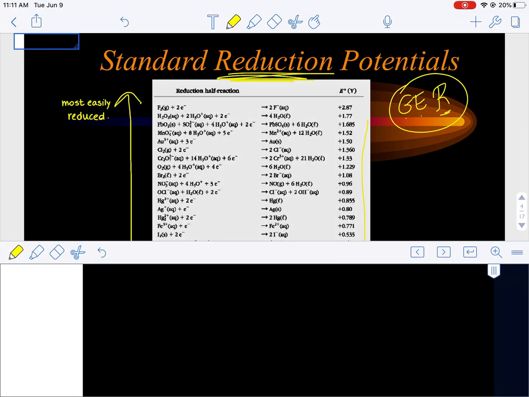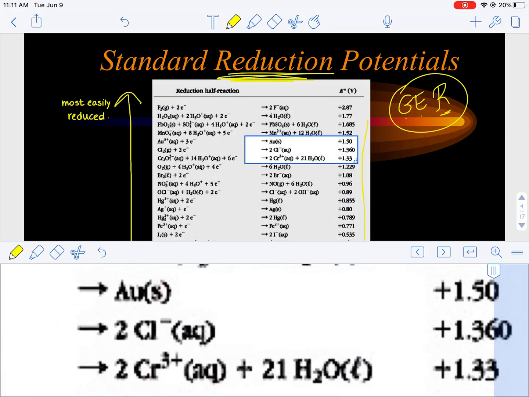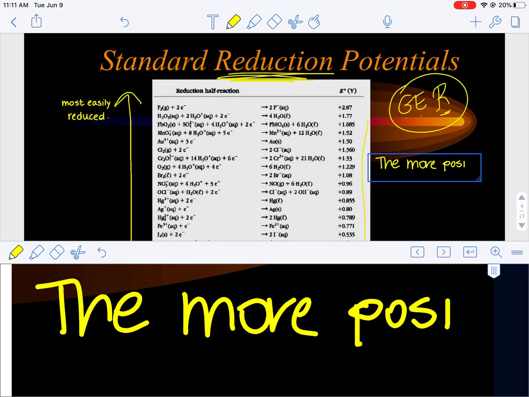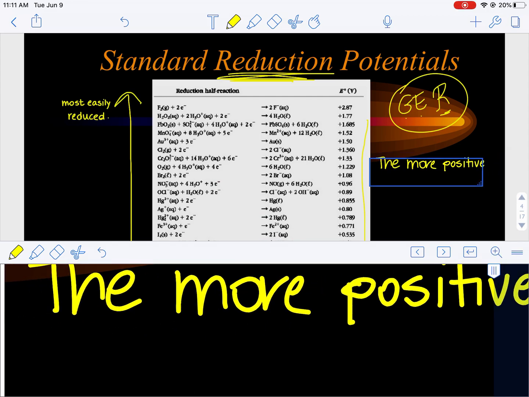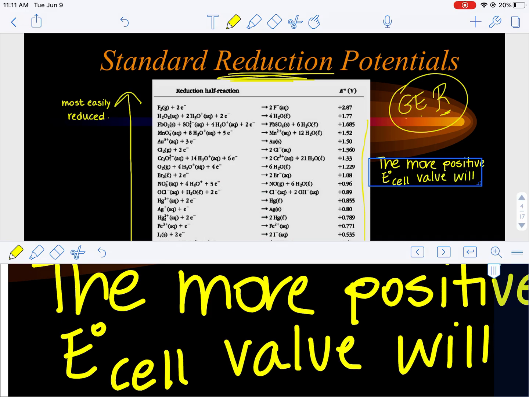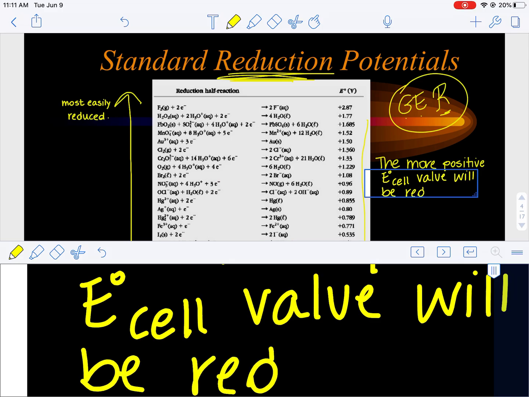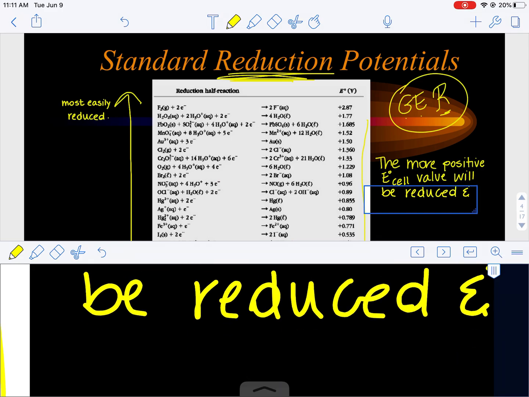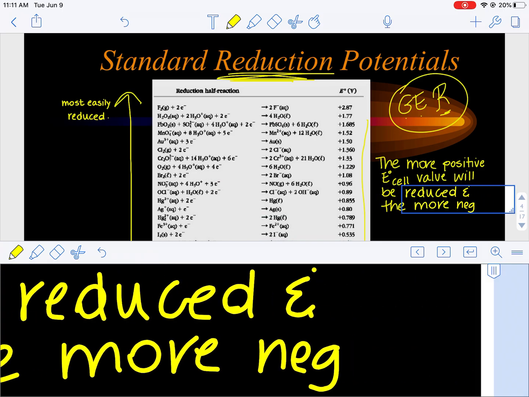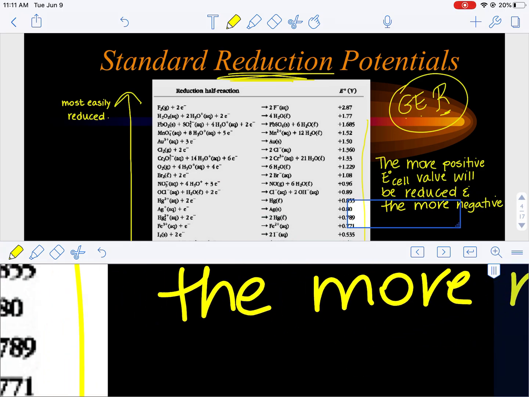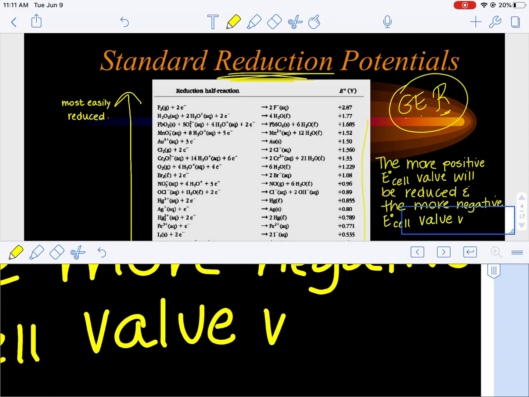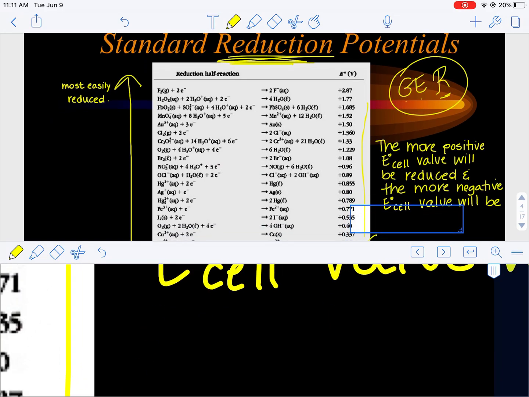The generic concepts that we have here, again, the more positive value, and again, by value I mean the E cell value, will be reduced, and the more negative value, and again, by value, we mean the cell potential value, E cell value, will be oxidized.